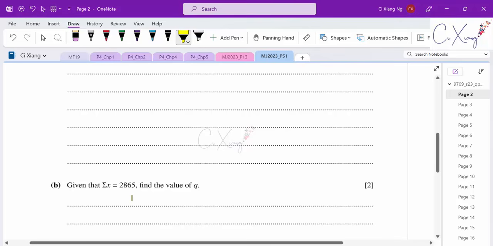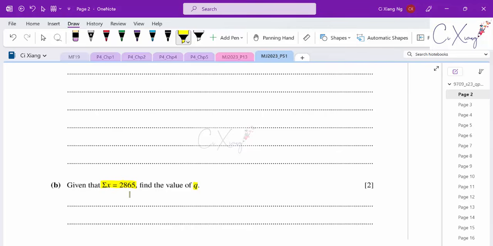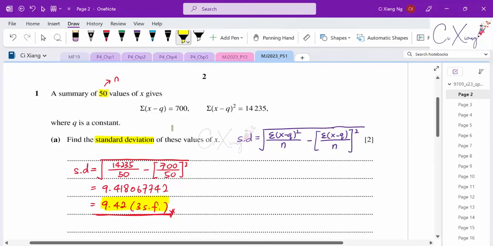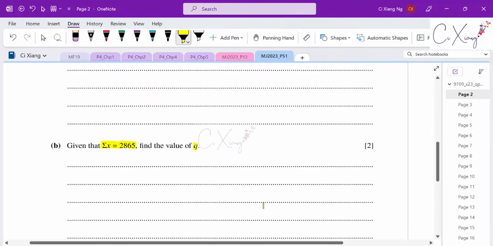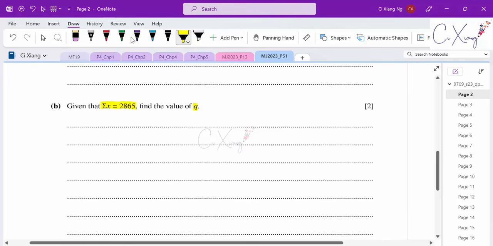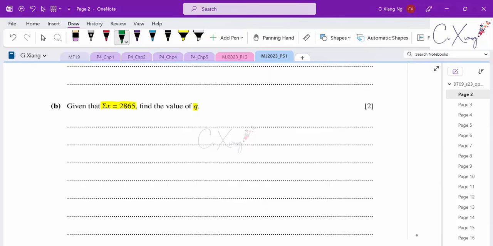Okay, so for part B, they give us another extra value here, where the summation of x equals 2865, and they want us to find q. When we have the summation of x, and also all the data here, I can try to compare the mean that we can calculate from two formulas. So there are two formulas for the mean in general. The first one will be the summation of x divided by n.